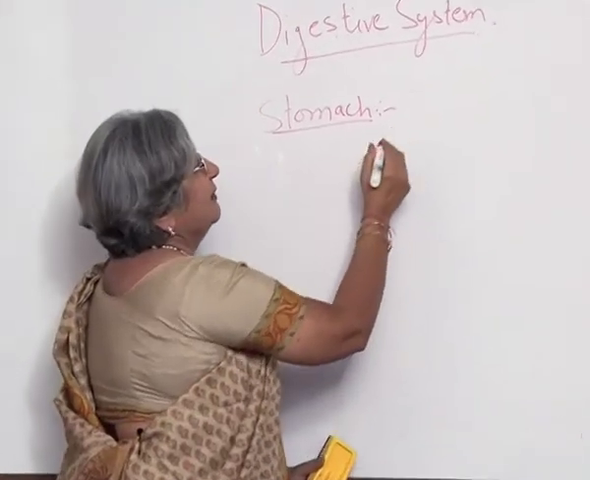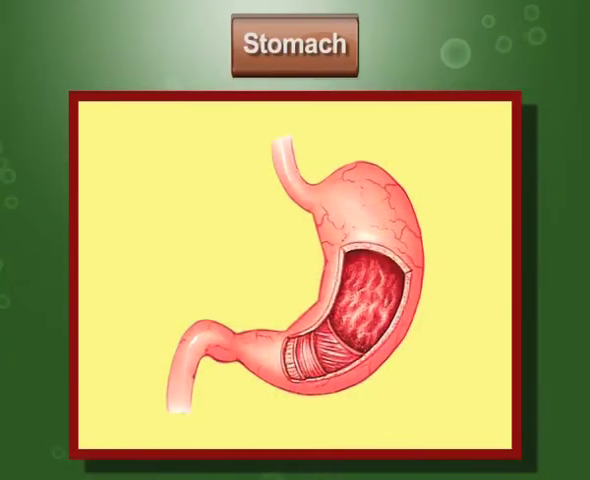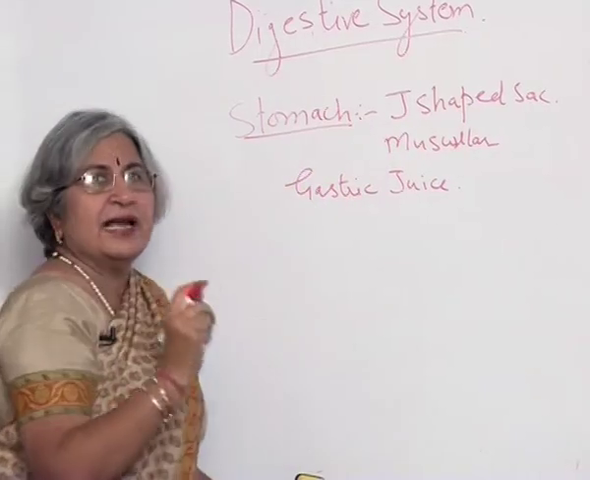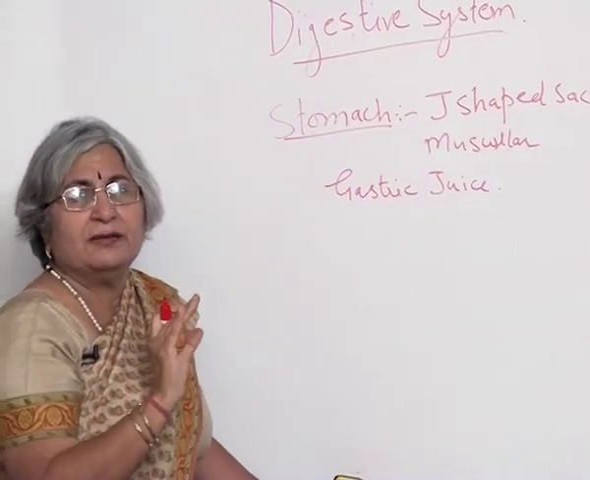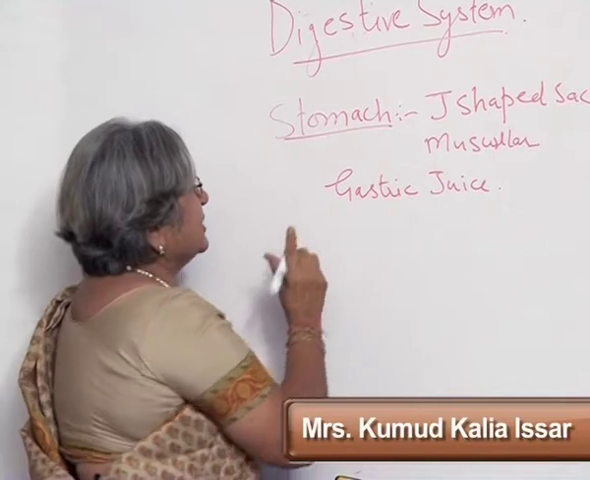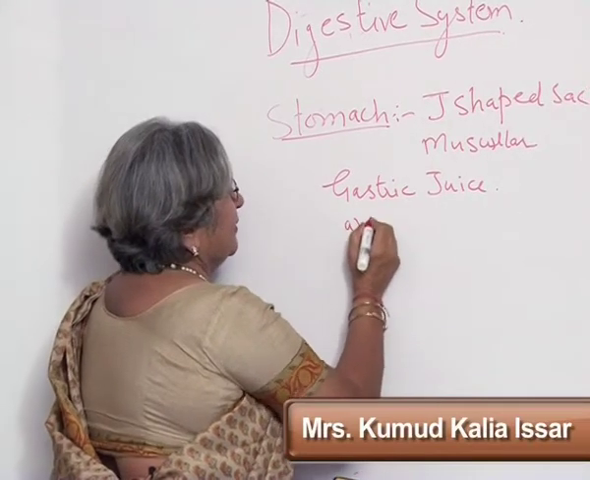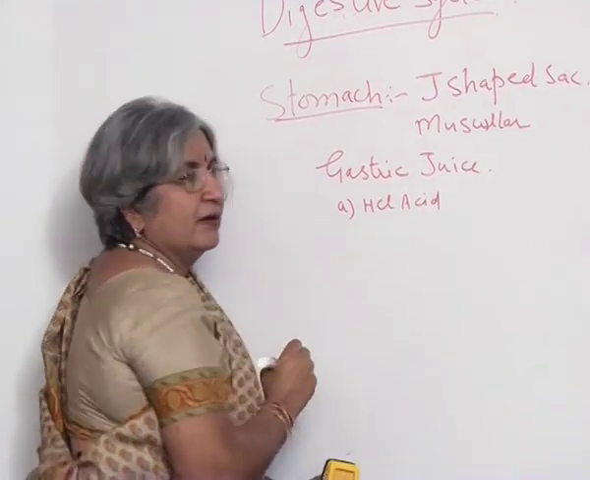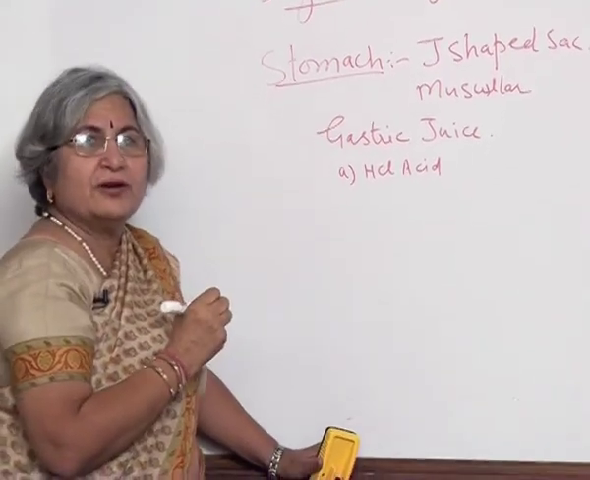The stomach is a J-shaped sac. It is muscular and its walls produce gastric juice. You know, the word gastric is always concerned with the stomach. Now, this gastric juice has hydrochloric acid. What is the function of hydrochloric acid?